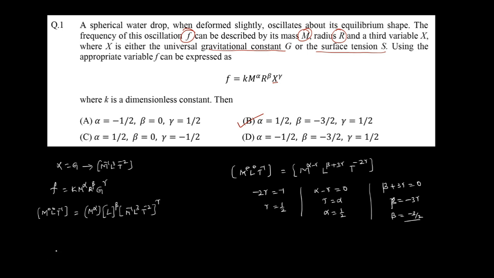If I take x as surface tension, we know that surface tension is force per unit length. Force is M L T power minus 2, divided by L. The dimension goes to M, L power 0, T power minus 2 for the surface tension. Then we have F is equal to K into M power alpha, r power beta, and x is surface tension, which I am taking as S power gamma.